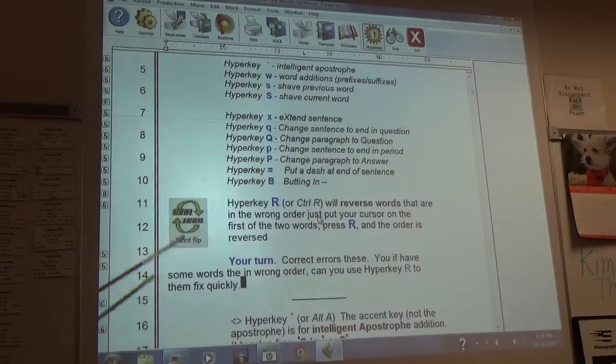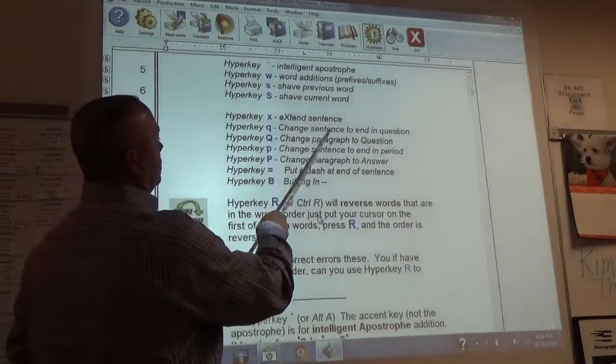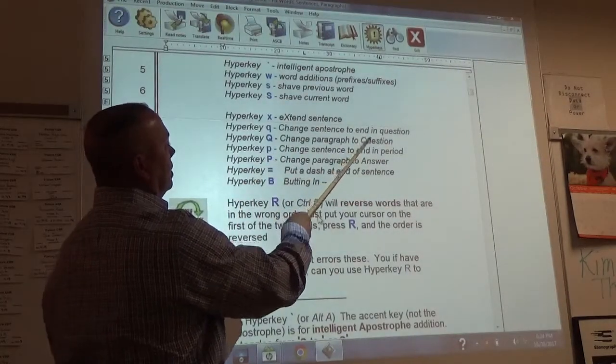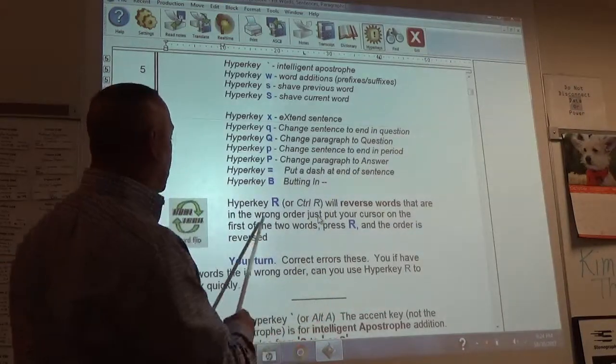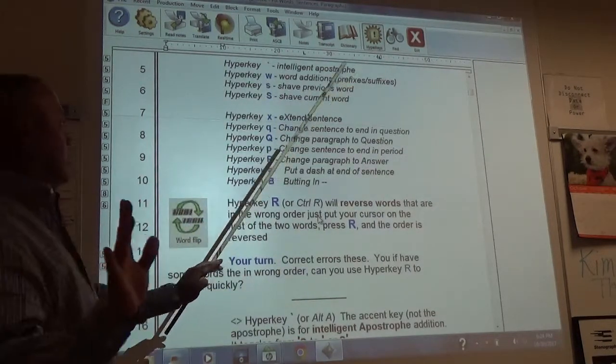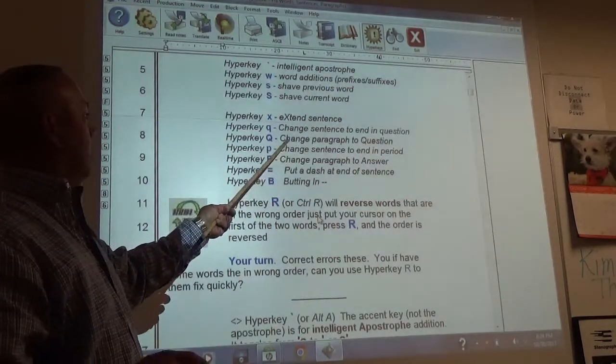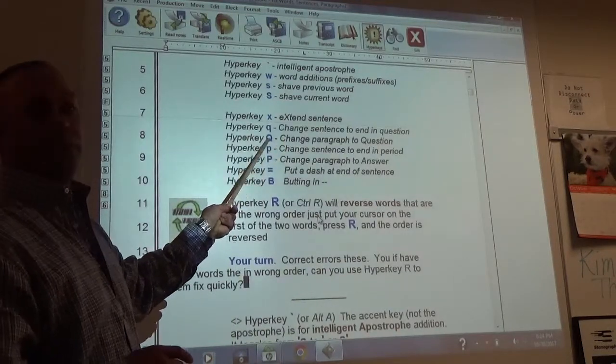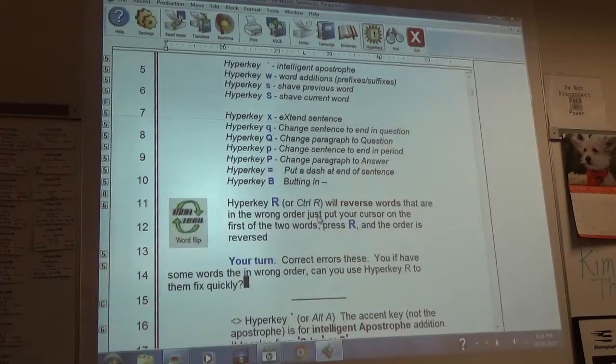Okay, guys. Q changes the sentence to end in a question. You can be anywhere in the sentence, and as long as you're in hyperkeys, you press Q, and look, it does it at the end. Be careful with Shift Q, because watch what Shift Q does.